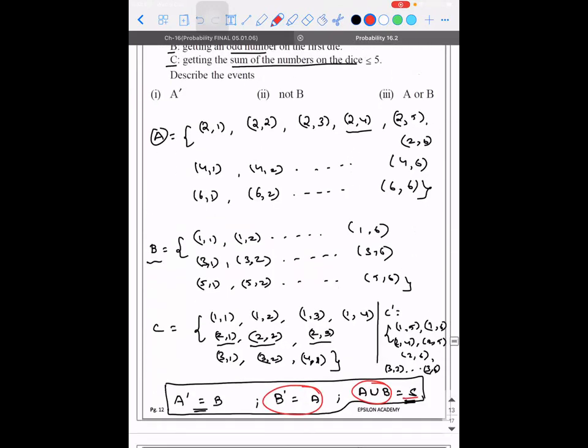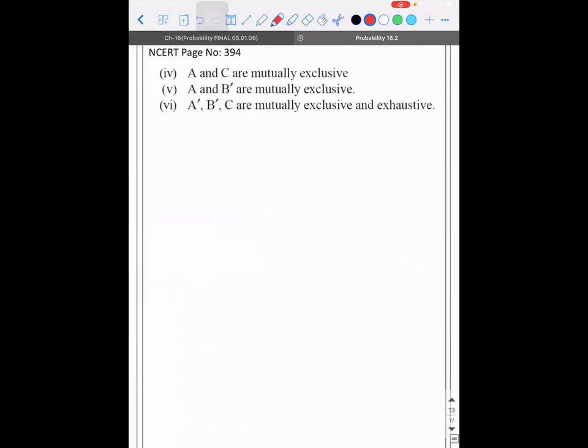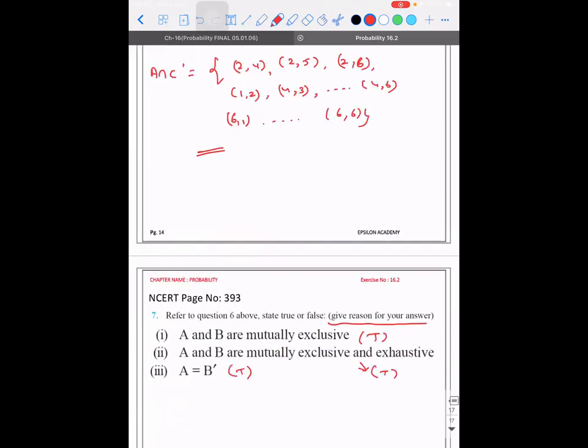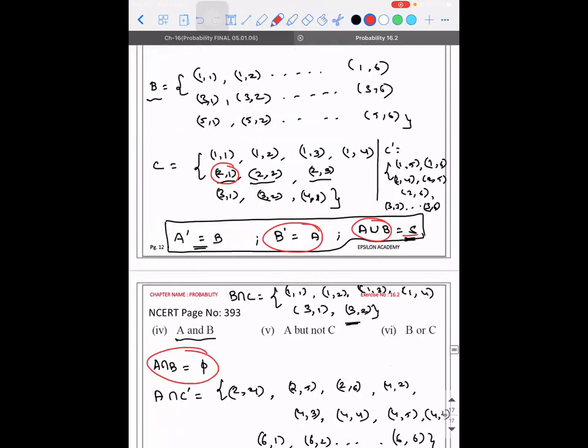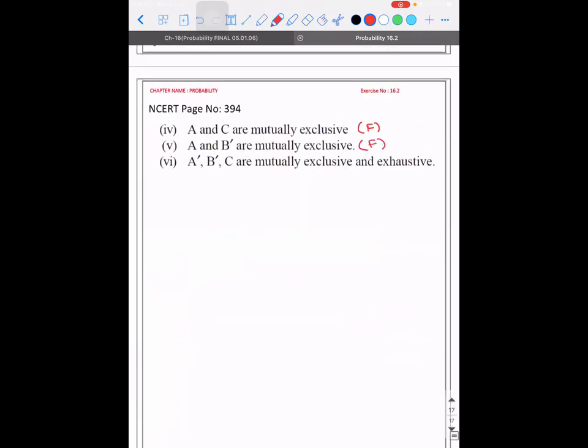A and C are not mutually exclusive because 2, 1 is common. So it is false. A and B dash are mutually exclusive? No, they are not, because B dash is equal to A. So A intersection A is nothing but A only. It's not a null set. So this is also false.